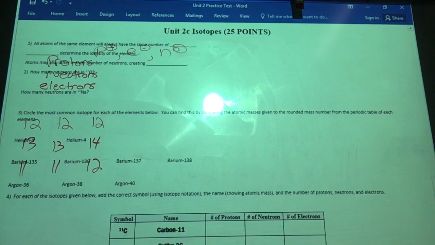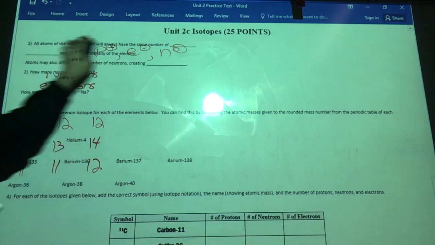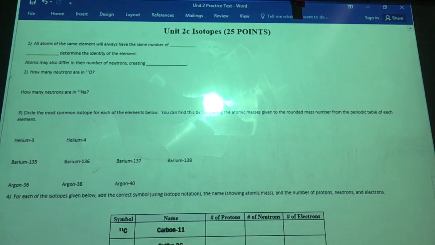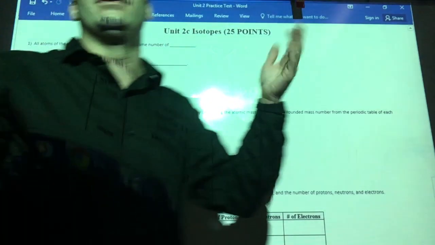Okay, so that is 25 points. I'm not going to change much. I'll probably just change the elements. I'll change from magnesium to whatever, and sodium to whatever.